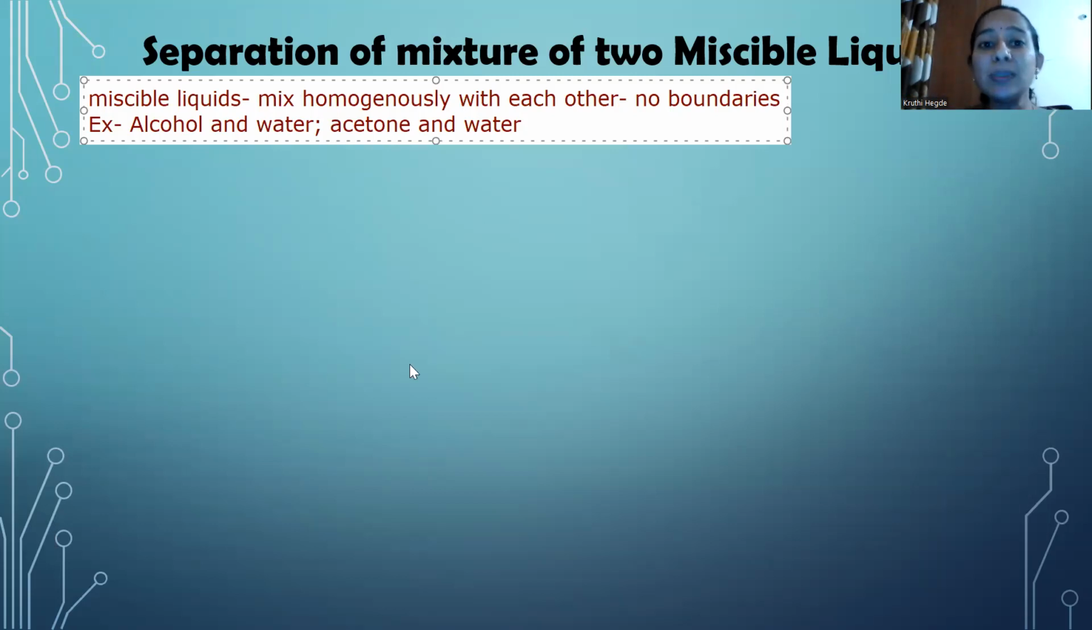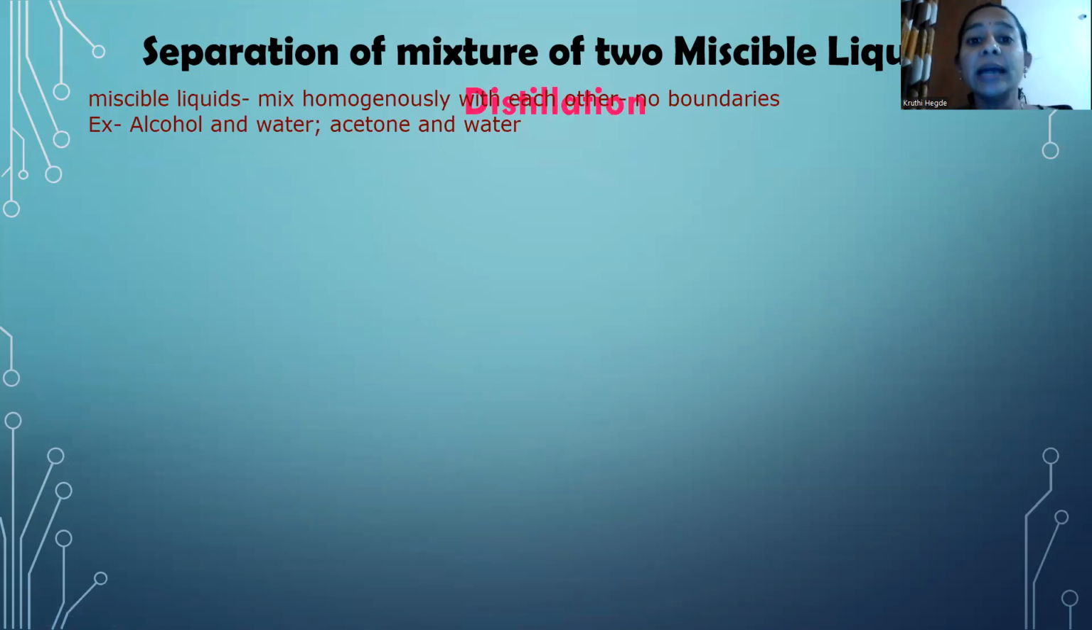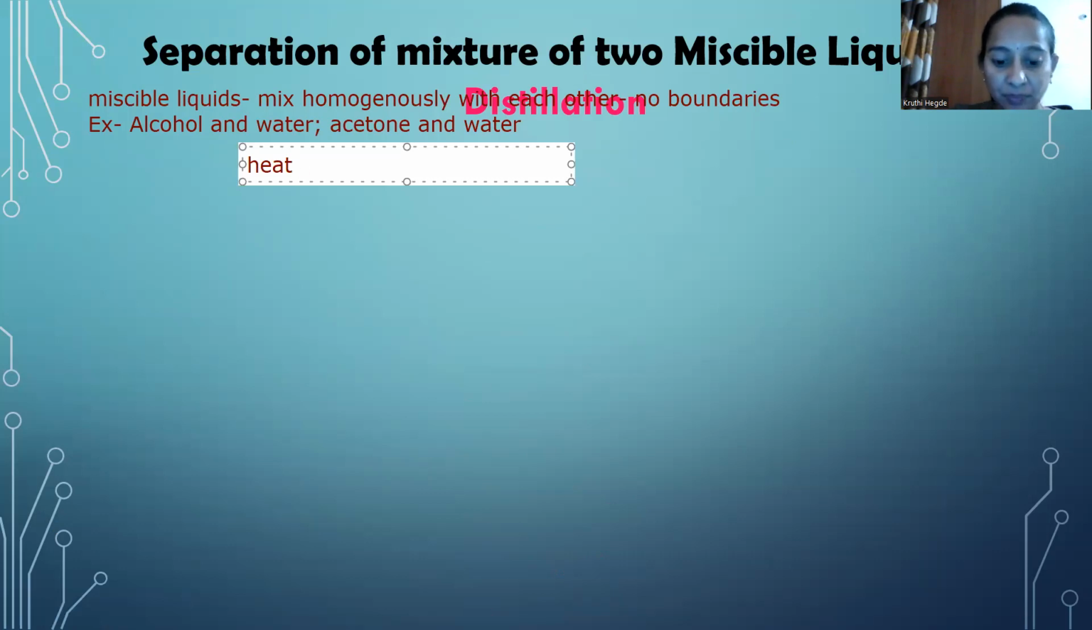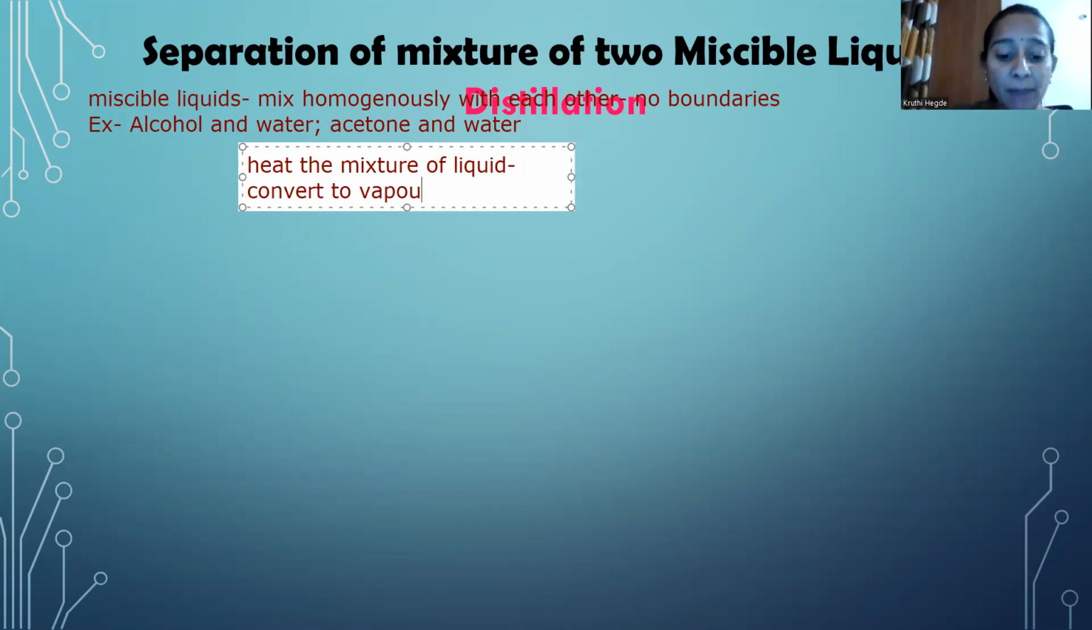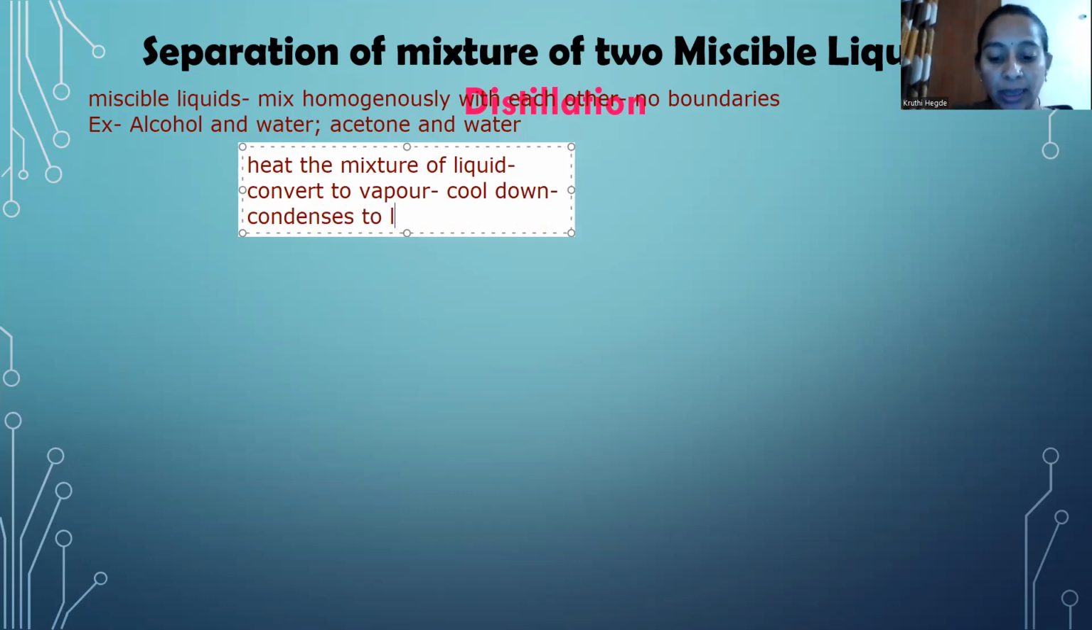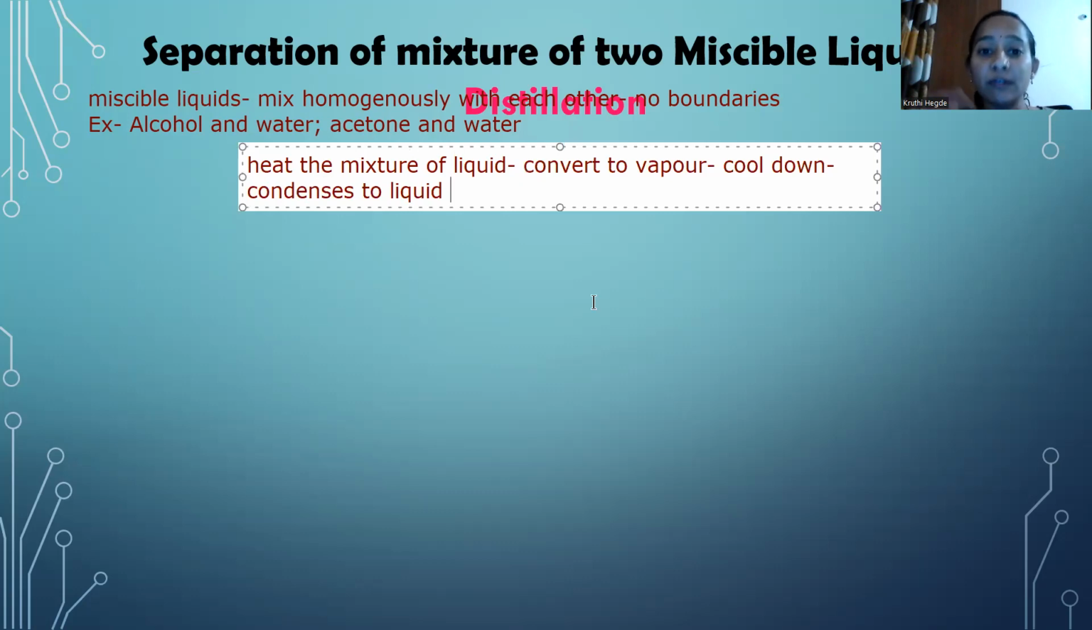There is a technique to separate miscible liquids, that's called distillation. This distillation, what is it? Actually, distillation means the process of heating the liquid. We'll heat the mixture, a mixture of liquids. When we heat any liquid, it starts to convert to vapor. Convert to vapor. That vapor we cool down so that it condenses again, condenses to liquid again. This process is called distillation. Distillation is nothing but converting liquid into gas, and gas back into liquid. That means vaporization followed by condensation is distillation.